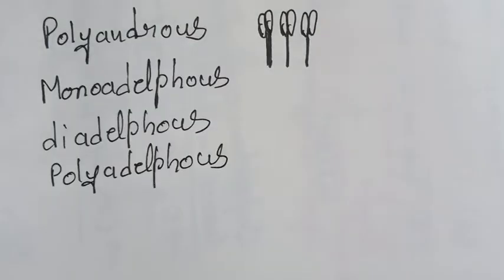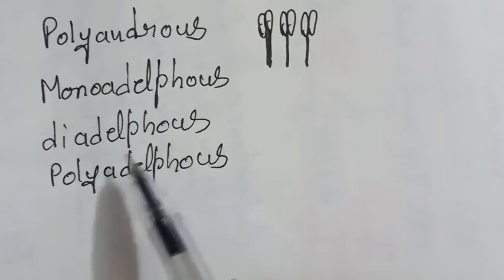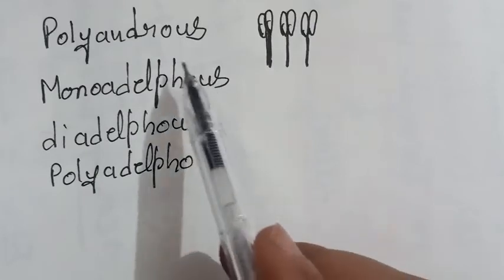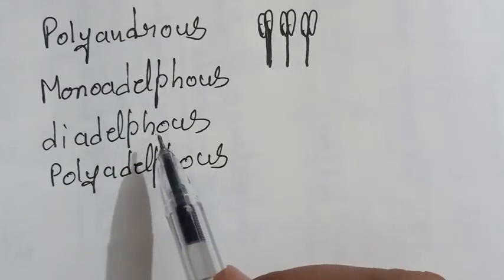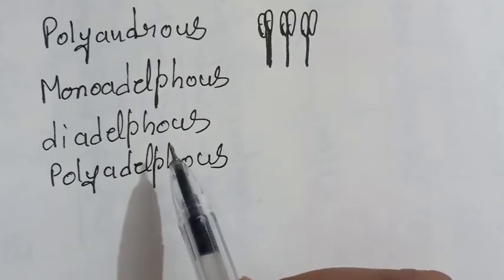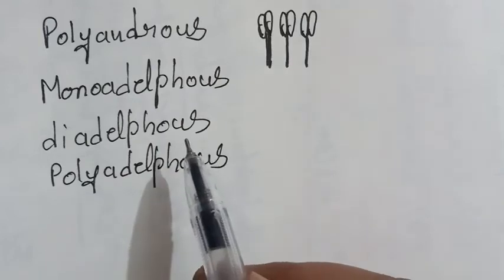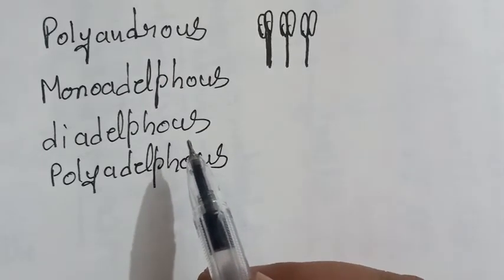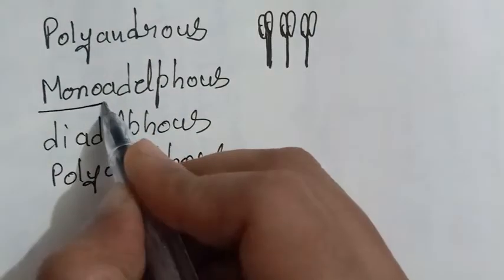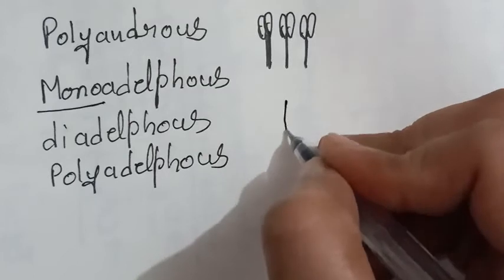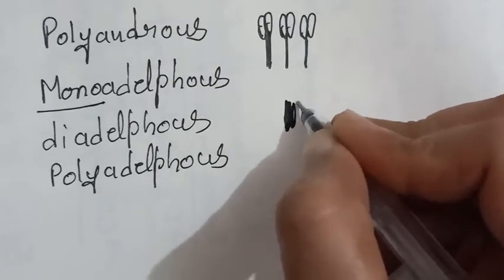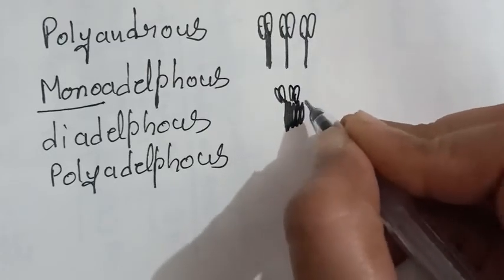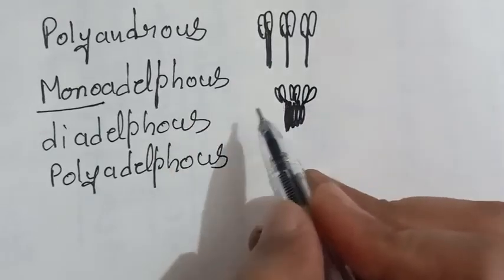Next is monoadelphous, diadelphous and polyadelphous. In these adelphous forms, the filaments are fused into a staminal tube, but their anthers are free. So what is the meaning of mono? Single. When all the filaments are fused into a single staminal tube and their anthers are free from each other, this one is known as monoadelphous.